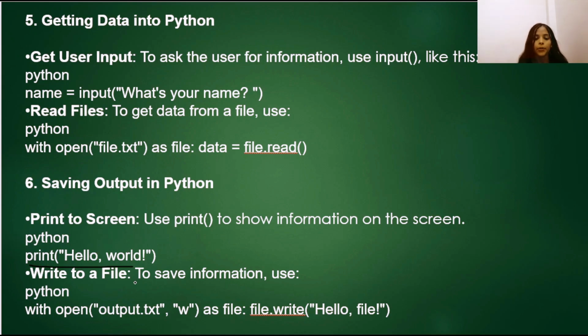Now, how to write to a file? To save information we use with open. Then we write the file name and open it in write mode, as file. Now we use the file.write method, inside which we write what we want to put in the file. So this is the method to write to a file.